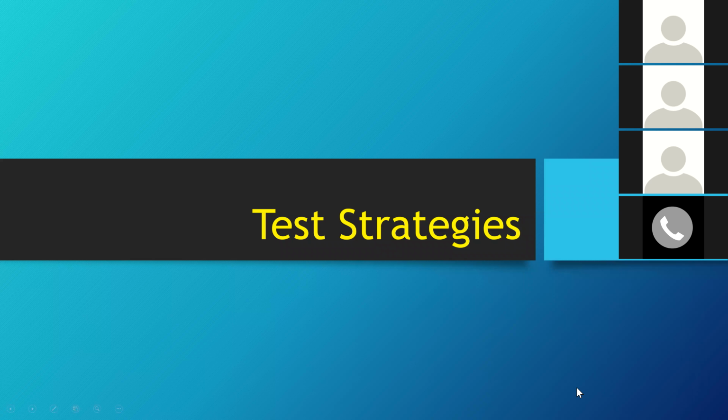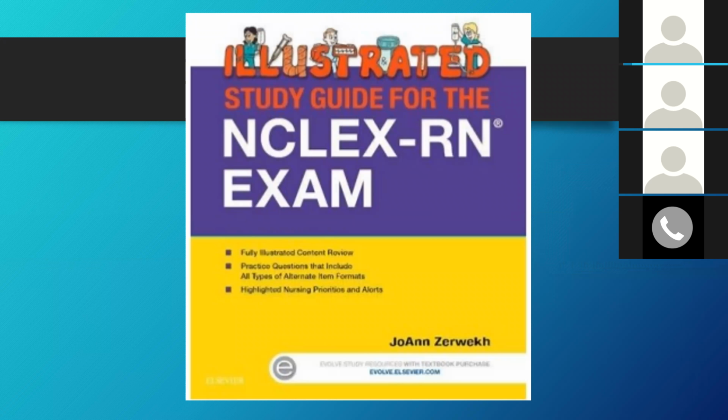So there were several questions about how to study for the exam. If you don't have this book, that's fine. You can get it at Half Price Bookstore if that's what you want to do. There's several different editions. This is their latest edition, which is the 9th edition.